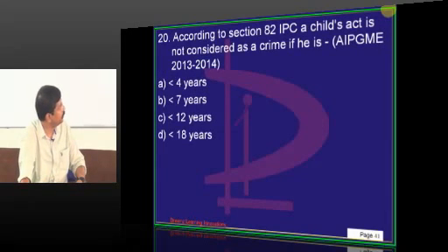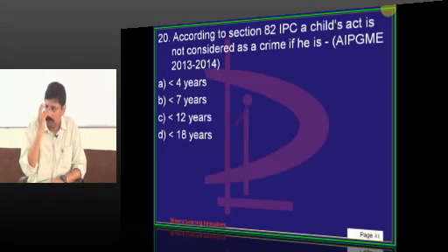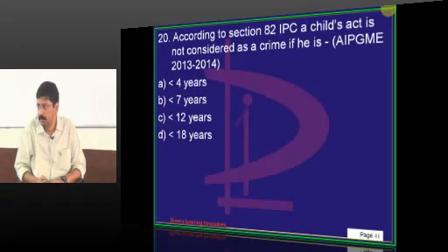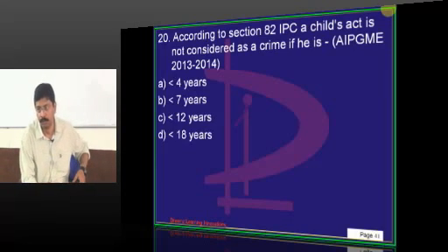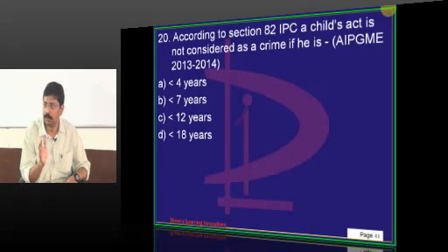According to section 82 IPC, a child's act is not considered a crime if he is less than 7 years. So, criminal responsibility by age is very important when a child is considered liable for his actions. Okay? Less than 7 years, any action committed by a child is not an offence. But there is an exception. According to the Indian Railways Act, it is less than 5 years that it is not considered a crime.